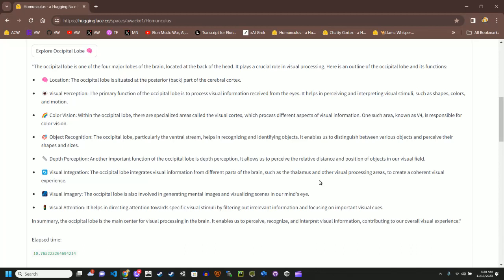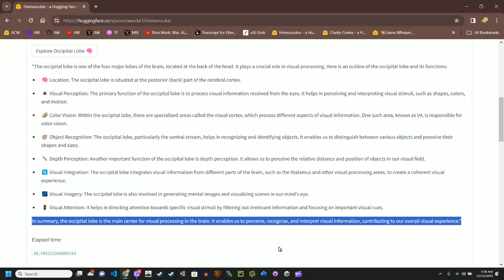In summary, the occipital lobe is the main center for visual processing in the brain. It enables us to perceive, recognize, and interpret visual information, contributing to our overall visual experience.